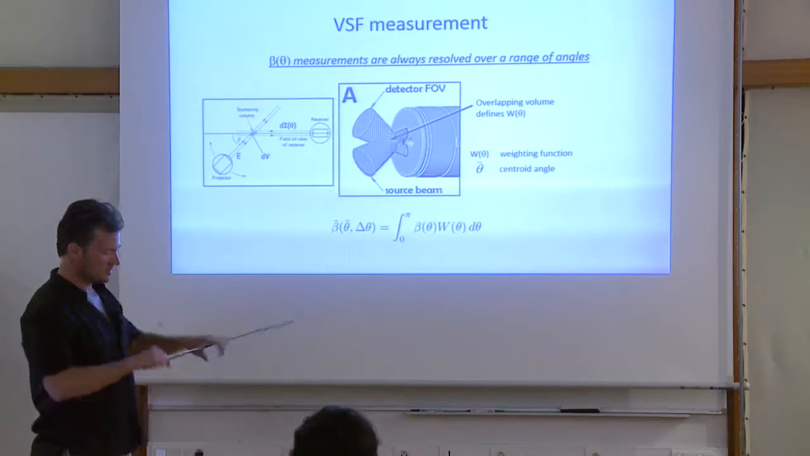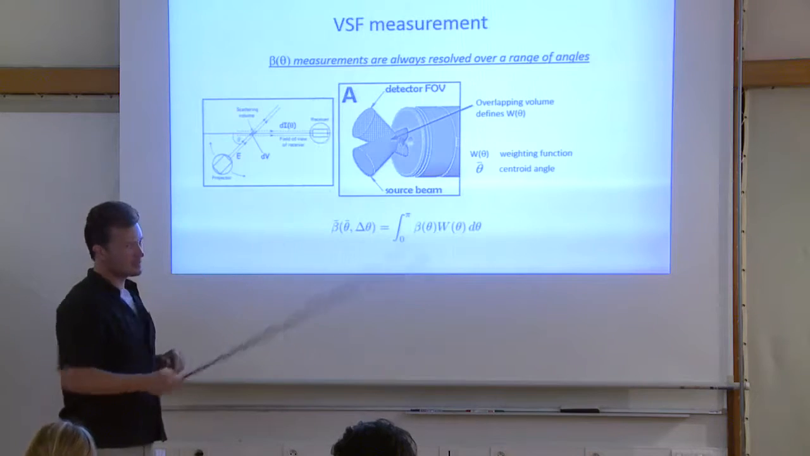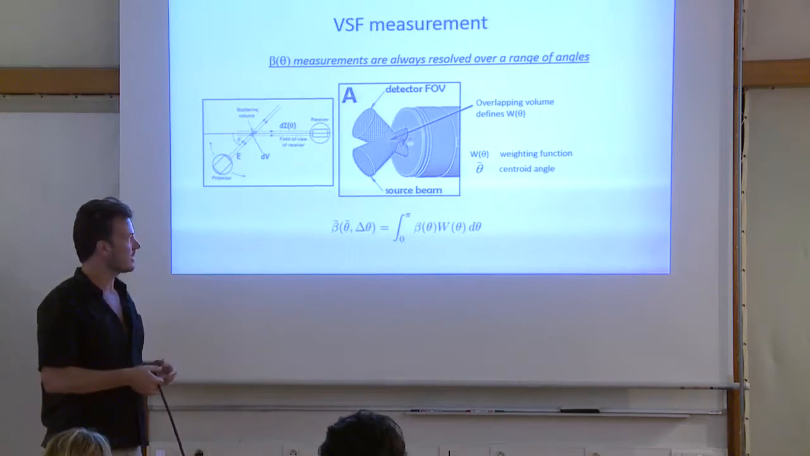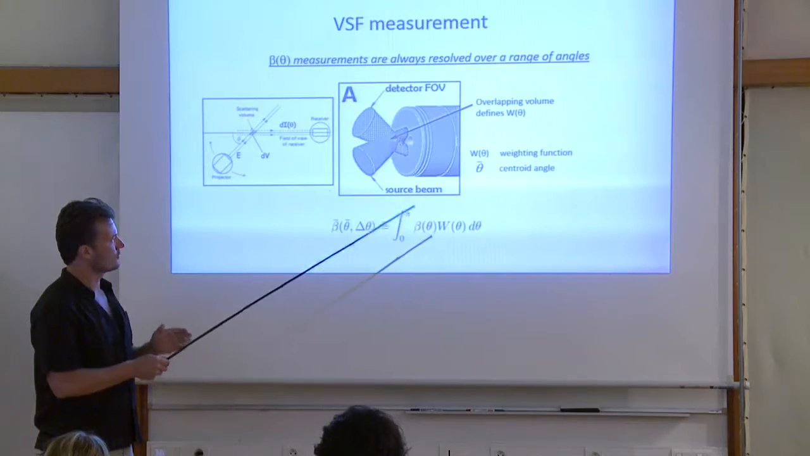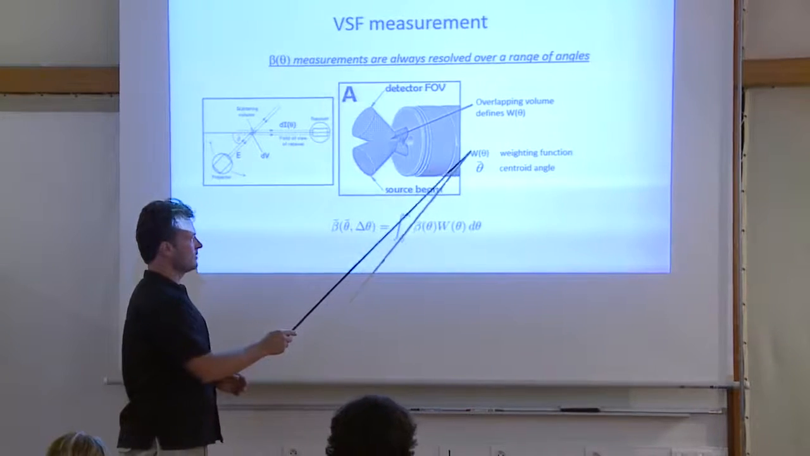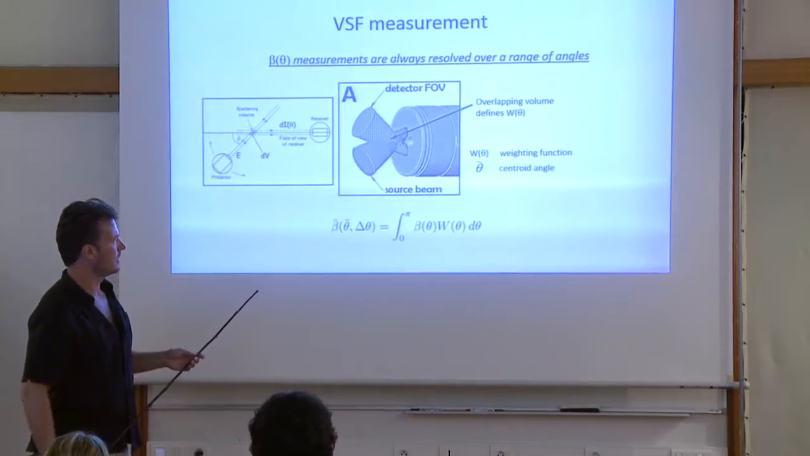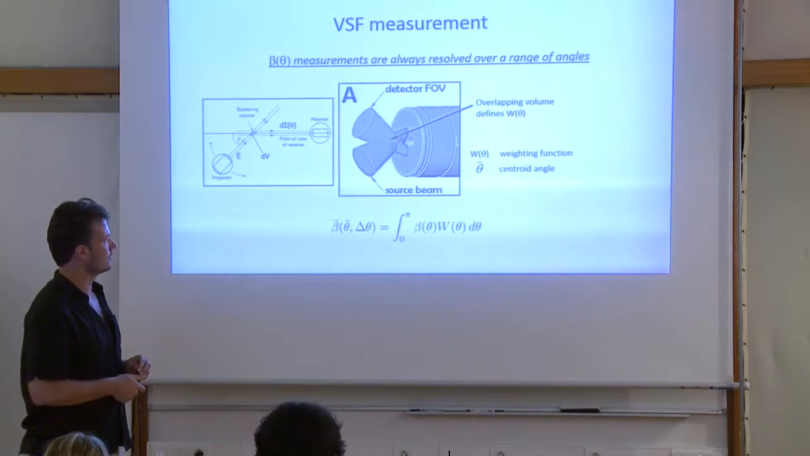So, as I mentioned early on, measurements that you make experimentally of the volume scattering function at any specific theta, you're actually measuring over a range of thetas. And that is defined by this weighting function and a centroid angle. We define the centroid angle in a lot of different ways, actually.